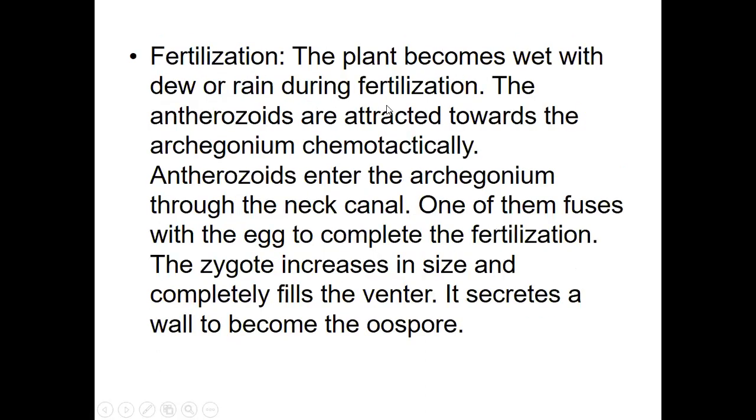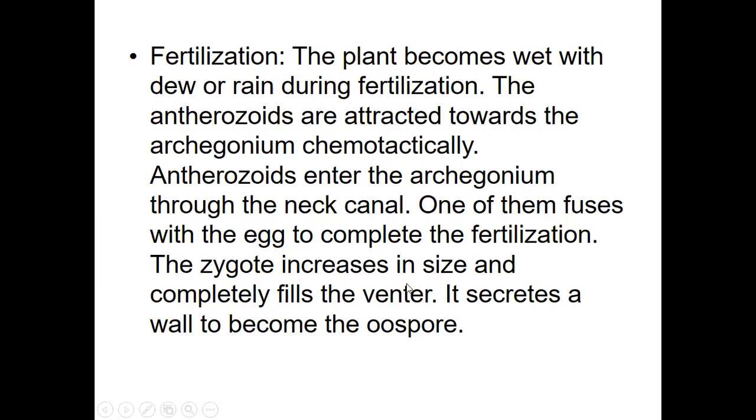When we talk about fertilization, when the plant becomes wet, that is during the rainy season, with the help of the dewdrops or the raindrops, the anthrozoids are attracted. With the help of the water, they come towards the Archegonia, chemotactically attracted towards them. The anthrozoids will move into the venter, passing through the neck, and fuse with the egg, resulting in the formation of the zygote.